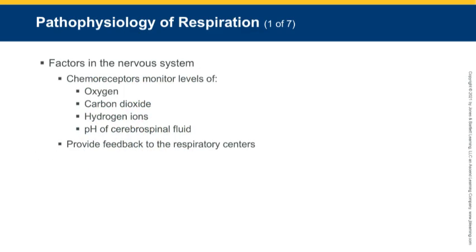Several factors can impair respiration, including disruptions in the nervous system, trauma, infections, and medical conditions. Chemoreceptors in the brain and vascular system constantly monitor oxygen, carbon dioxide, and pH levels, providing feedback to adjust respiratory rate and depth.